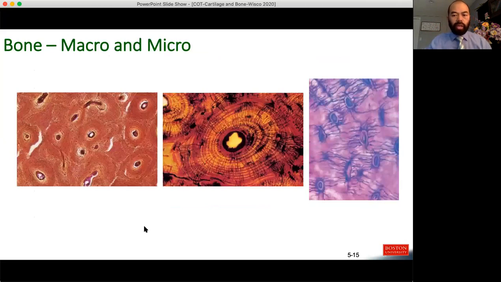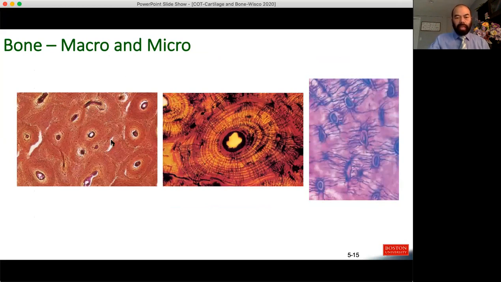All right, so here are some magnifications of bone. The one on the left is at a lower magnification. You can see the Haversian systems and our cinnamon rolls. Can't see the raisins so well here in this picture. We can see Volkmann's canals cutting across different osteons.